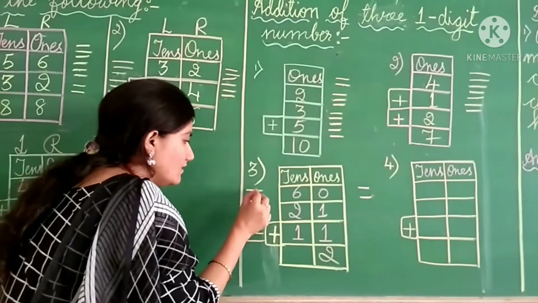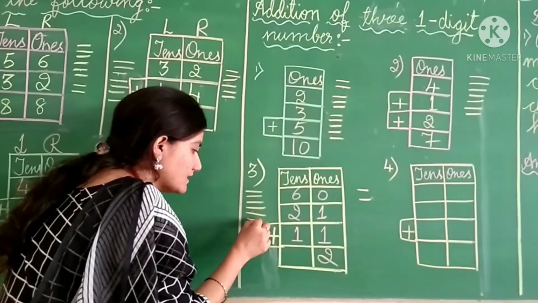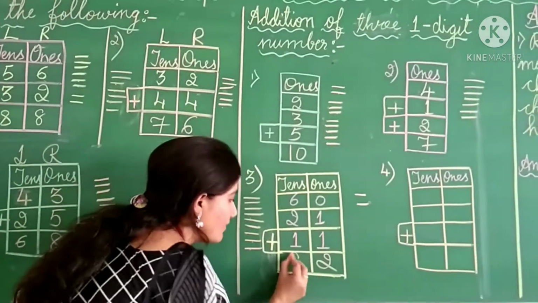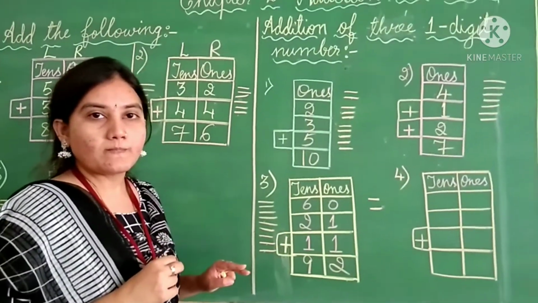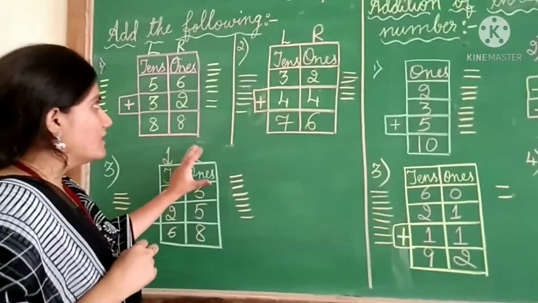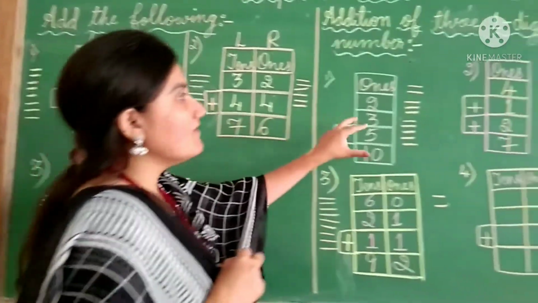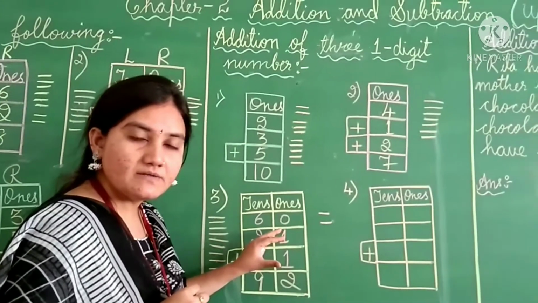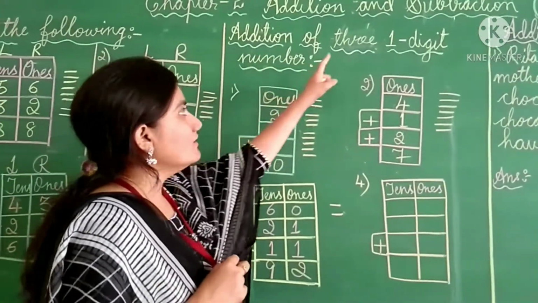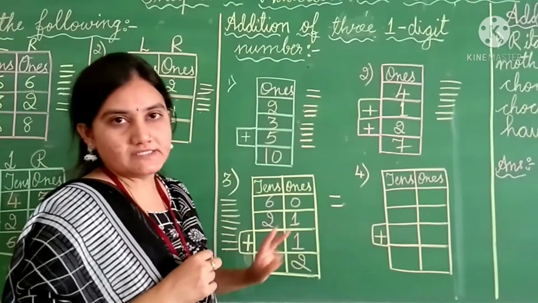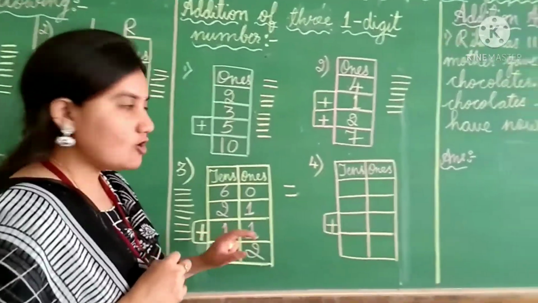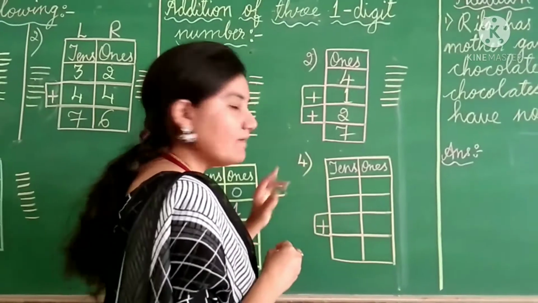Okay, 1, 2, 3, 4, 5, 6, 7, 8, 9. What answer did we get, children? 92. Okay, here we have learned 2-digit numbers and here we are learning 3-digit numbers. One is addition of 3 1-digit numbers, also addition of 3 2-digit numbers, both here, children. So here see, the number is not written.